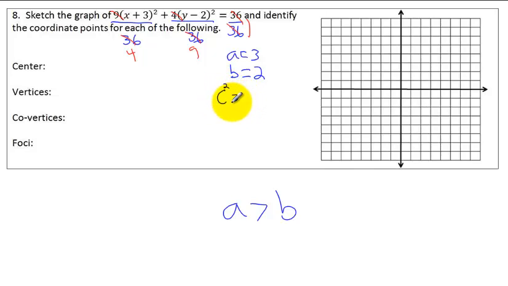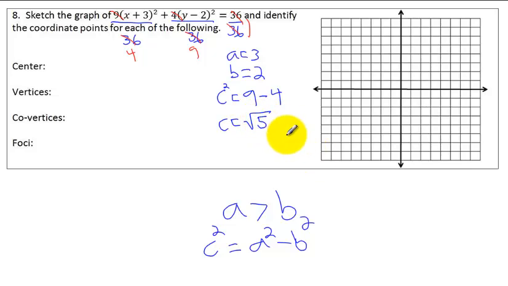So if you remember, C squared equals, in this case, A squared minus B squared. Just remember for an ellipse, it's the opposite of the hyperbola. Same with hyperbolas, this relationship is the opposite. So A squared is 9 minus B squared is 4. 9 minus 4 is 5. So C is going to equal the square root of 5. We don't have to get what the decimal is. That's good enough. All right, let's start graphing this thing.